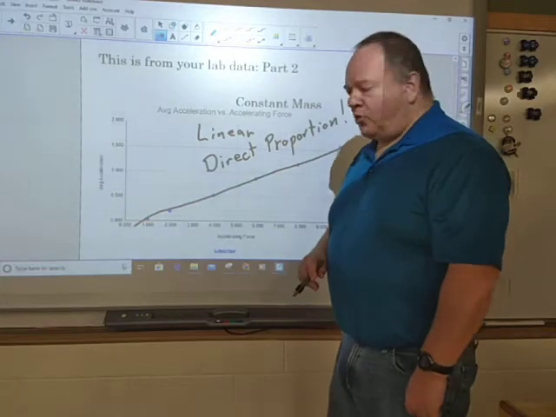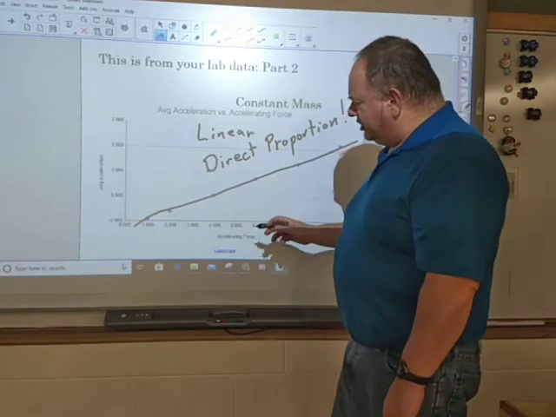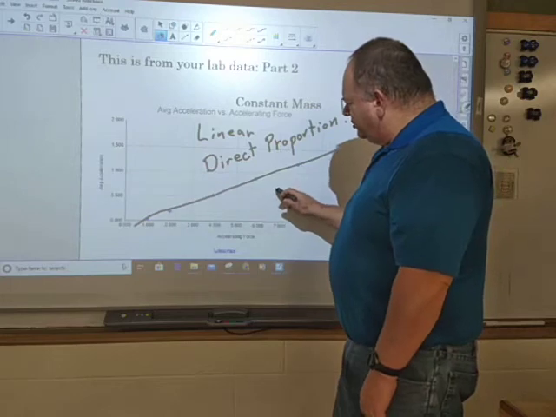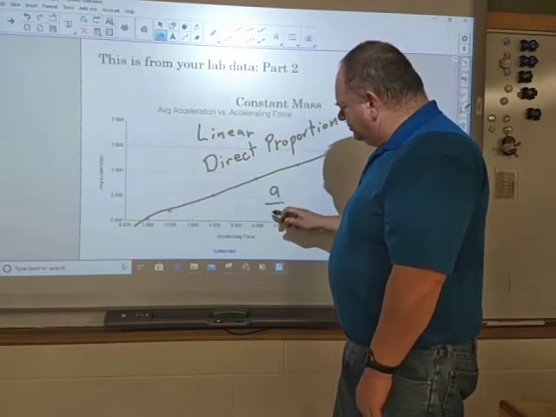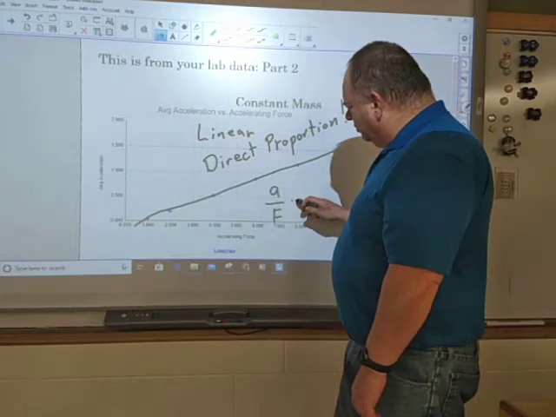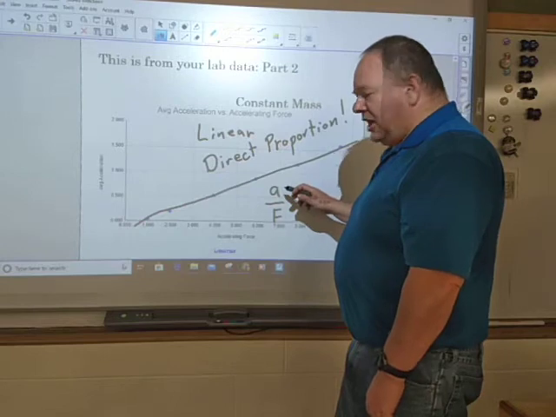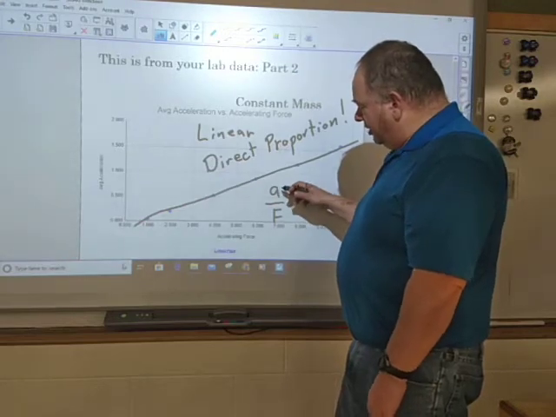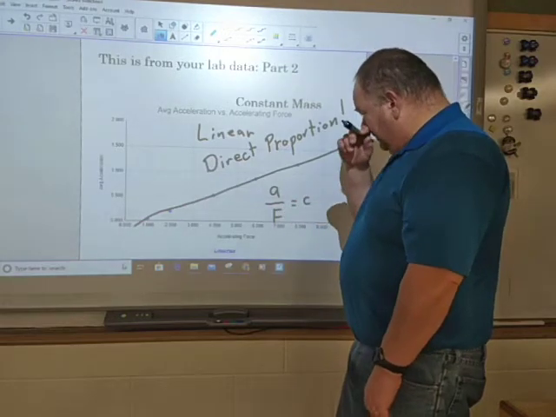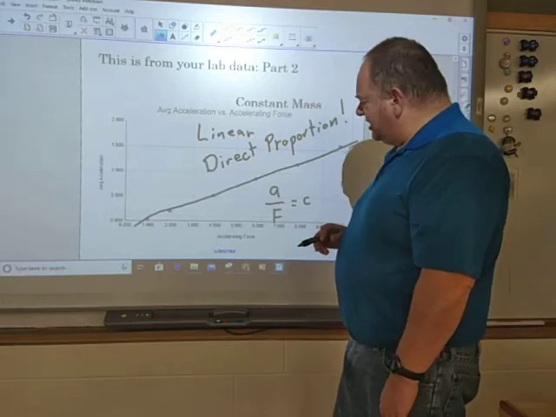We've got a direct proportion between acceleration and force. So a direct proportion is when the ratio is constant. Now, the ratio A over F equals M? Well, turns out that's not quite right.